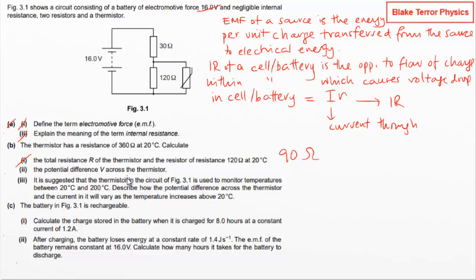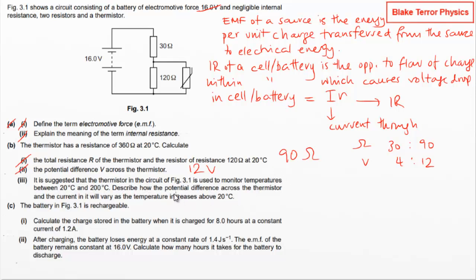Potential difference V across the thermistor. Well, the resistances are in the proportion of 30 to 90, so that means we can split up our EMF in the ratio 1 to 3, which means our voltage is going to be 4 to 12. So we're going to have 12 volts across the thermistor.